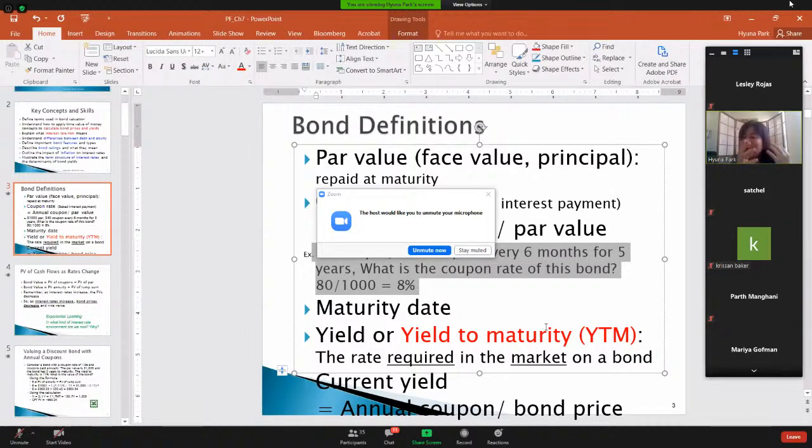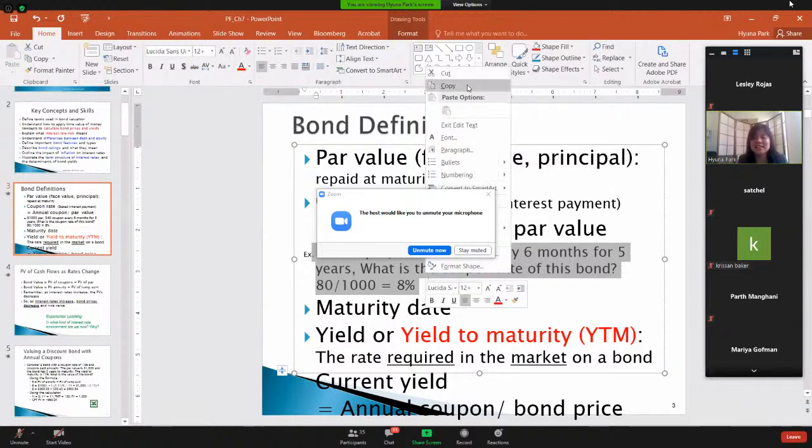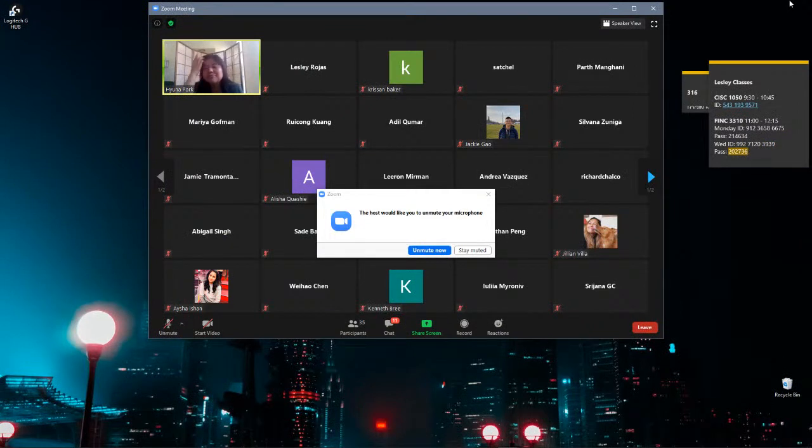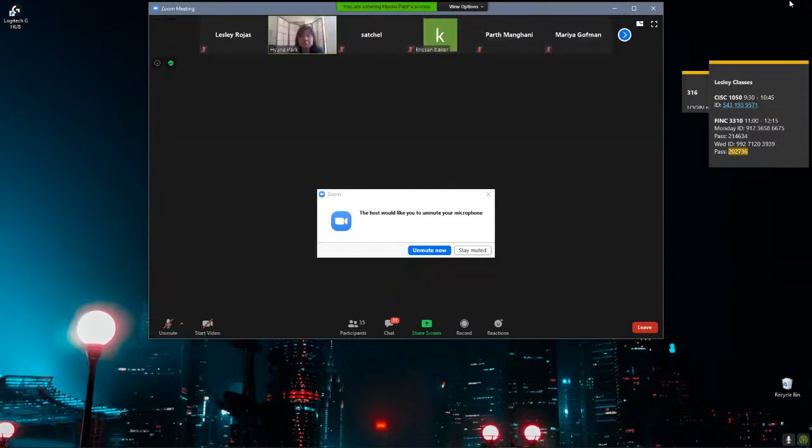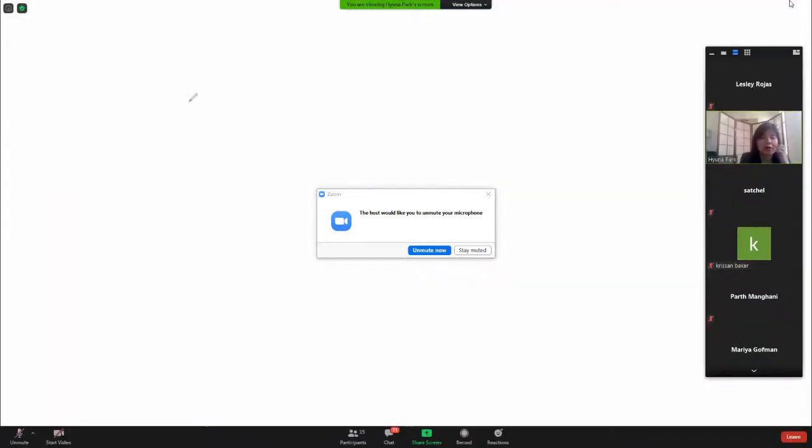This is the bond. To calculate this bond price, did I give you enough information to answer this question? Yes or no? No. So let's write it down. Let me copy this and make a whiteboard. Open a whiteboard. Paste unfortunately does not work, but that's fine.